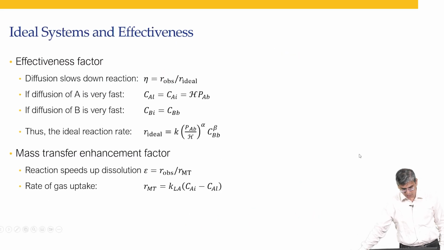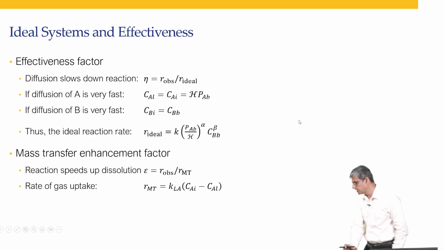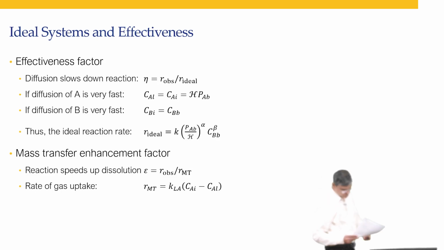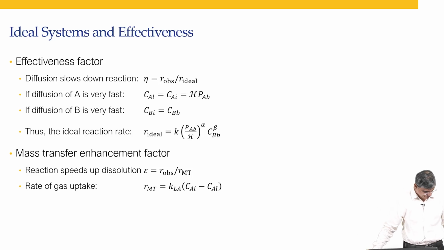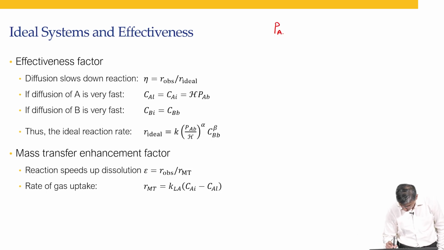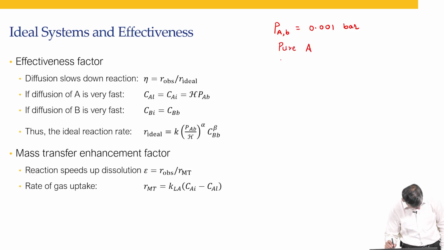Okay. So, let's take a case. I think this is similar to the one you have solved already. This is from, I think, last year's problem sheet. Okay. So, the question basically is the partial pressure of A in the bulk, not B or A.